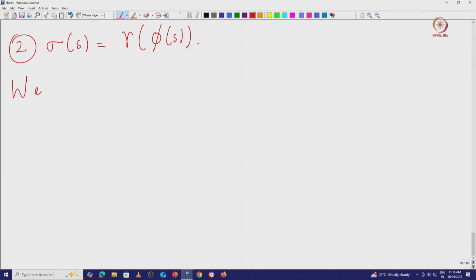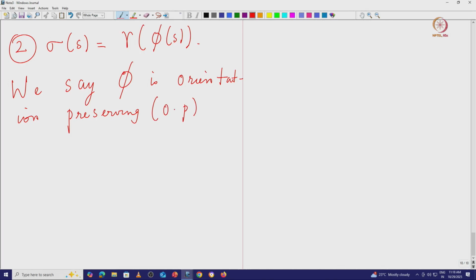We say that this phi is orientation preserving, or it preserves the directionality of gamma. We will abbreviate this as OP if phi prime is strictly positive. If phi prime is strictly negative, we call this orientation reversing.